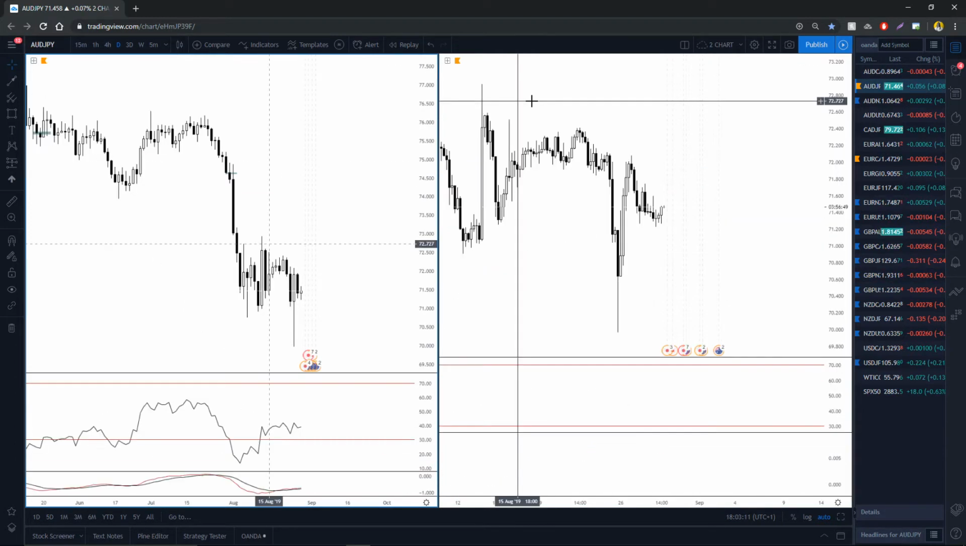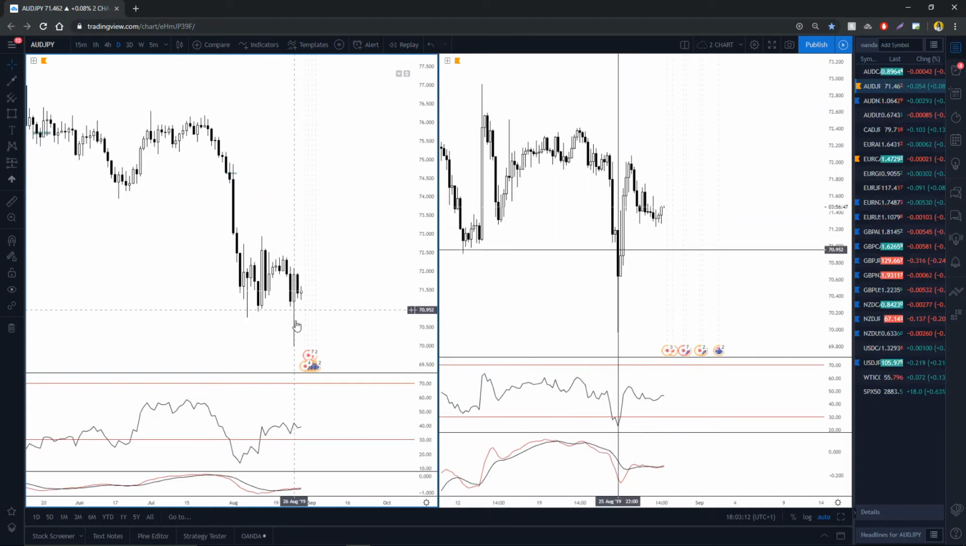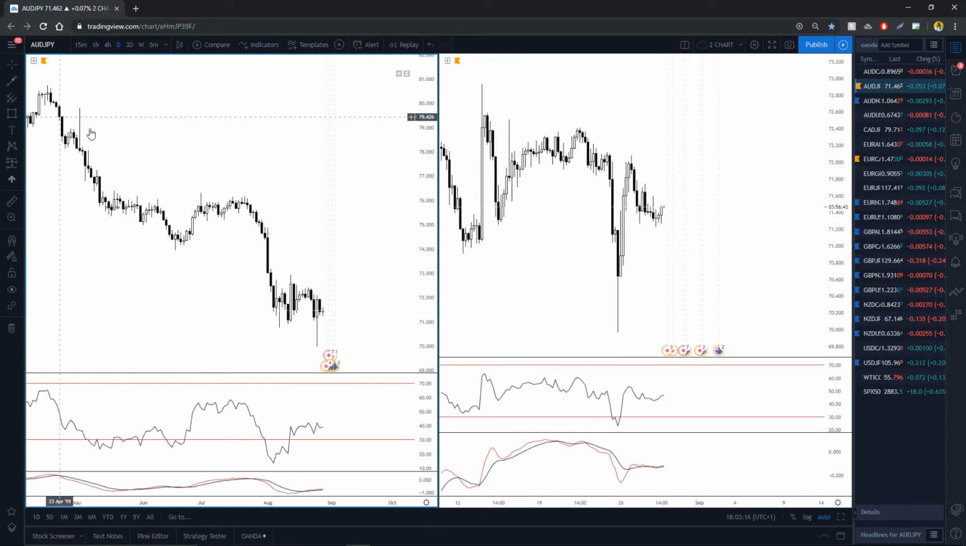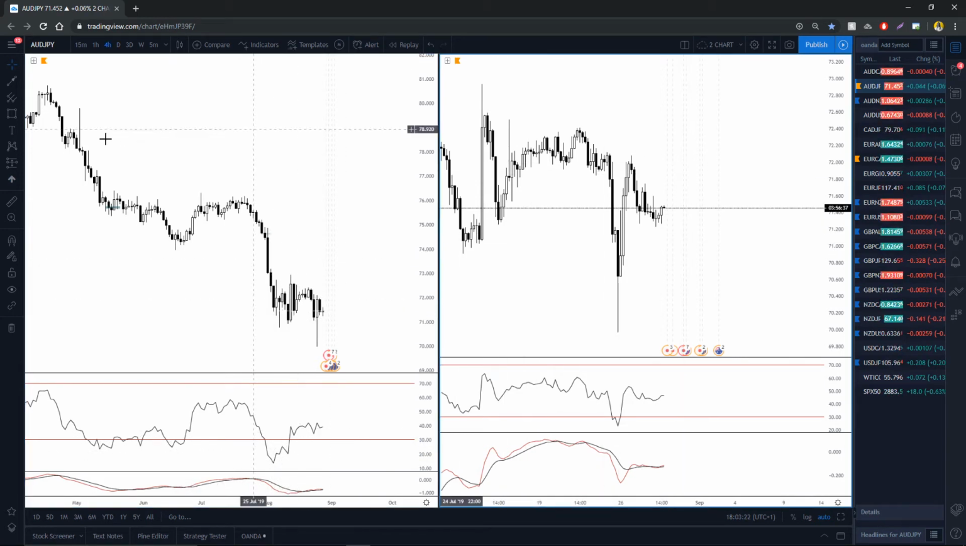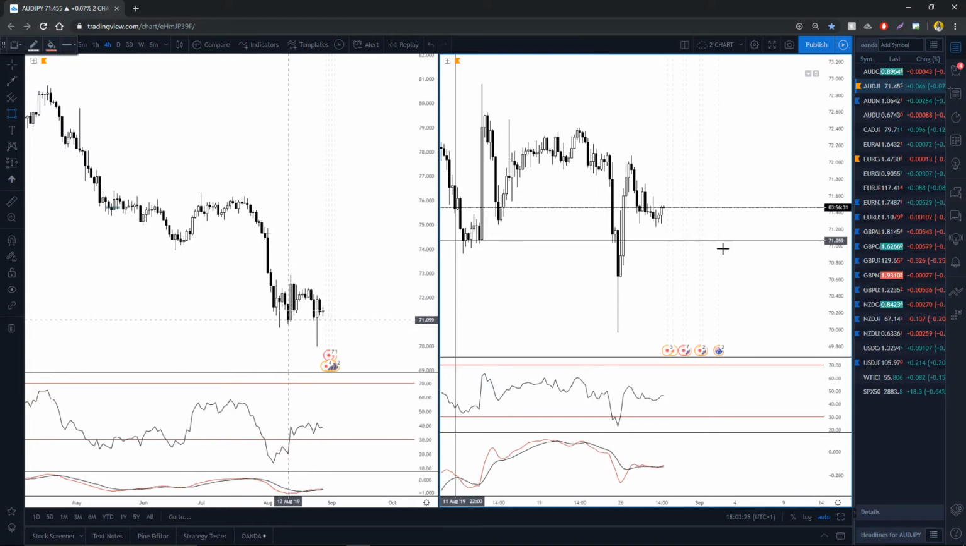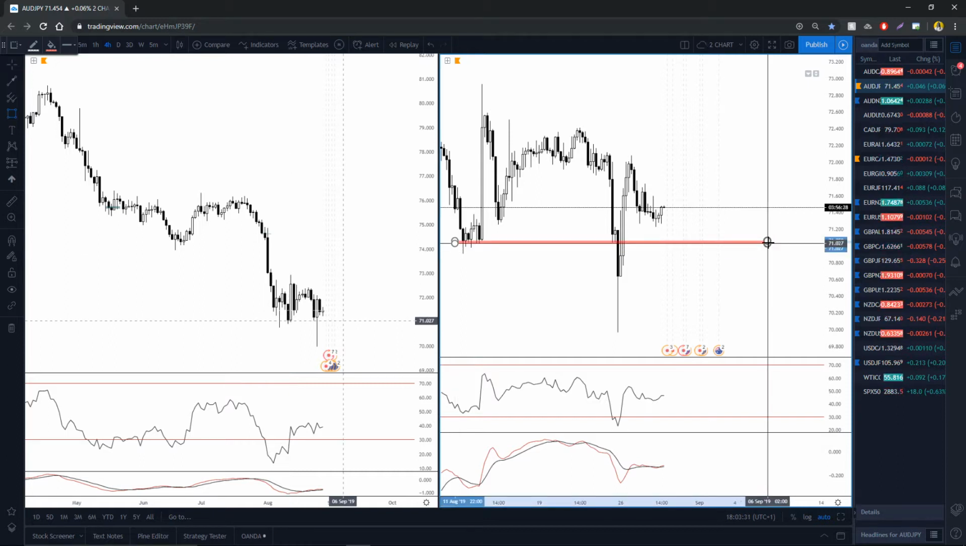Australian dollar to Japanese yen, as you can see, this massive SFP here, just really signalling the buyers are stepping in. You can see all this bullish action as well. So we are looking for longs now. What I'm looking for is a play off this level right around here. As you can see, you've got all this support around here.